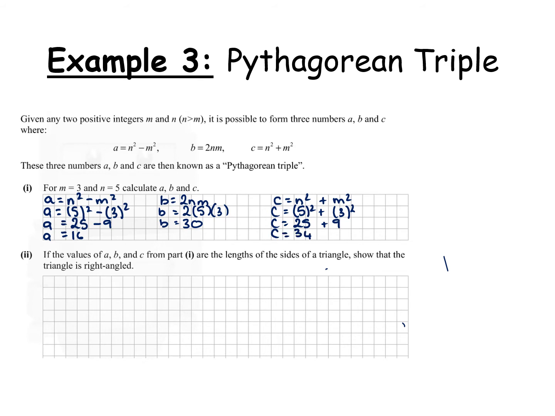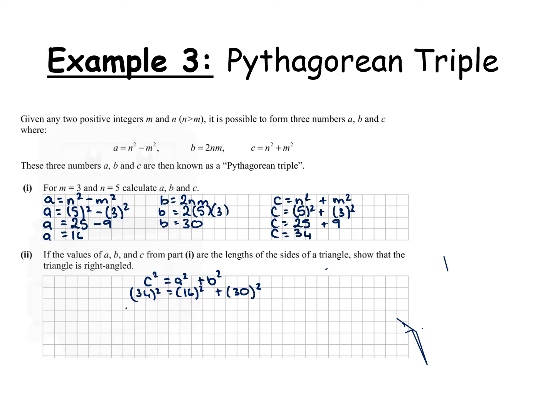So if the values of a, b, and c for part I are lengths of the sides of a triangle, show that the triangle is a right angle triangle. So what we want to say is if c squared is equal to a squared plus b squared, if that is true, then it is a right angle triangle. So let's work with that. So we have 34 squared is equal to 16 squared plus 30 squared.